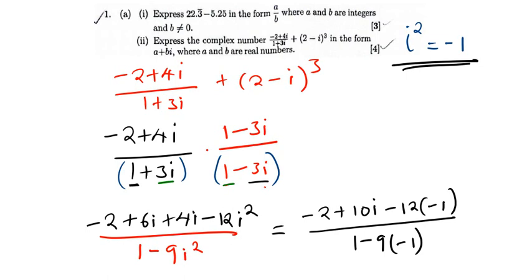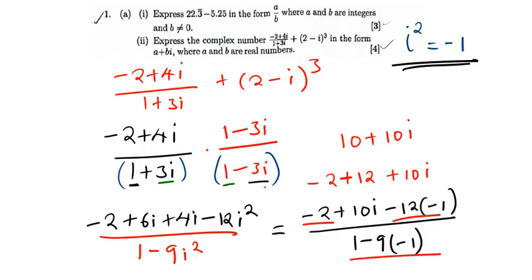So here we've got negative 2. Negative 12 multiplied by negative 1 is going to be positive 12. So we have negative 2 plus 12 plus 10i. So that gives us a 10 plus 10i, right? And then on the denominator part, negative 9 times negative 1 is a positive 9 plus a 1, 10. So we have 10 plus 10i over 10, right?